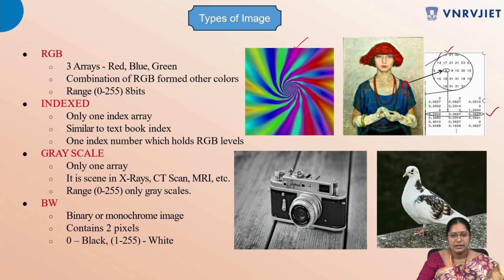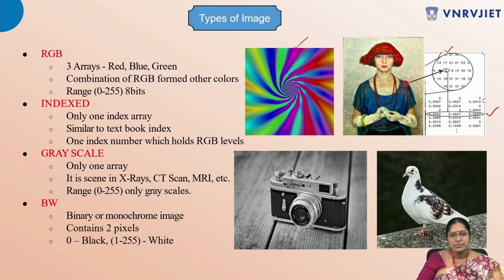The next type is grayscale. Here it also uses only one array. X-rays, CT scans, MRIs, angiograms all have this type of grayscale image. These also range from 0 to 255.